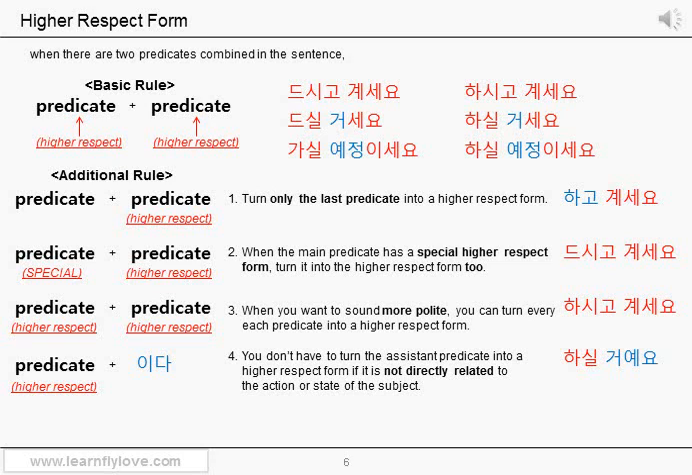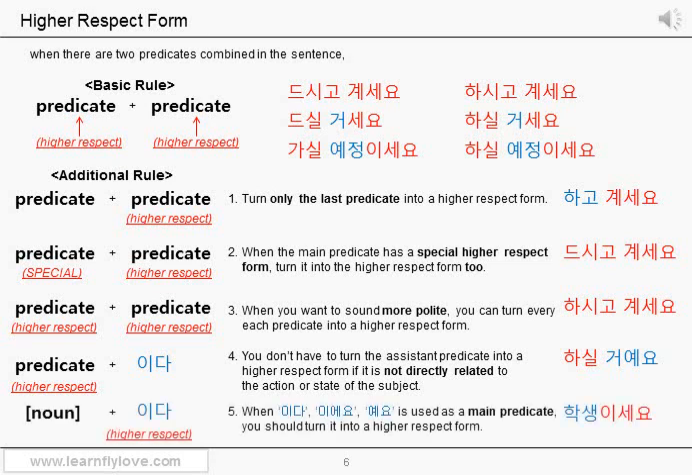Okay? The fifth, but when this predicate 이다, 이에요, 예요 is used alone as a main predicate in the sentence, you should turn it into a higher respect form because there's no other predicate that can show more respect. Okay? Please remember these 5 rules if you can. We can make it more complicated than this, and we can show you more rules, but we think this is enough for you for now.